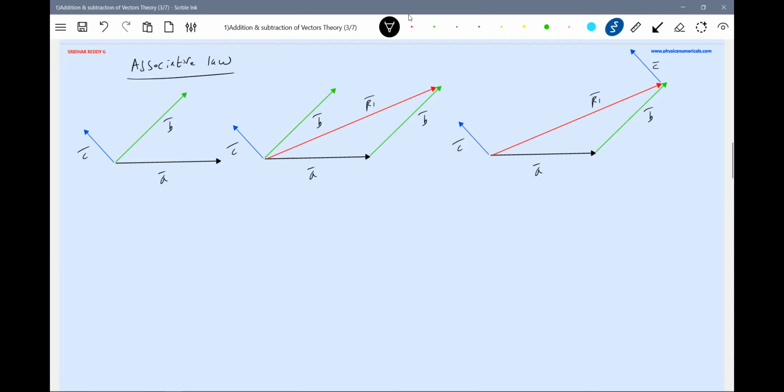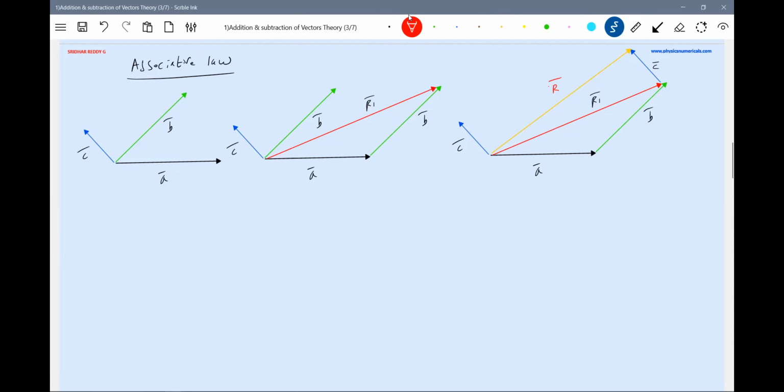Now the resultant, from where will it go? From the tail of r1 bar, in some other color. I have another color, yellow. Yeah, so look at this. So this is what the r bar is.